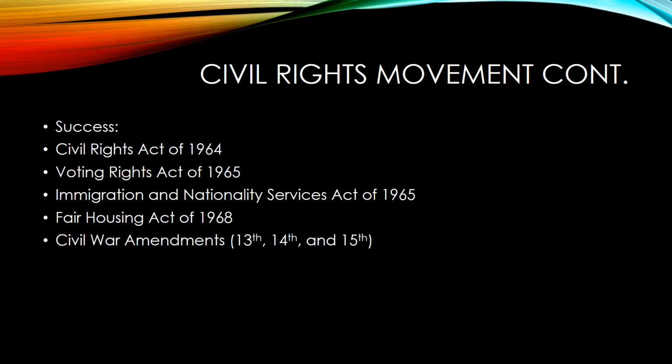The Fair Housing Act of 1968 banned discrimination in sale or rental of housing. The Civil War amendments include the 13th, 14th, and 15th Amendments. The 13th Amendment bans slavery and involuntary servitude, except in case of punishment for a crime. The 14th Amendment defines a citizen as any person born or naturalized in the U.S. Blacks became eligible for citizenship because at first they were not seen as citizens. The 15th Amendment prohibits the government from denying U.S. citizens the right to vote based on race, color, or past servitude.